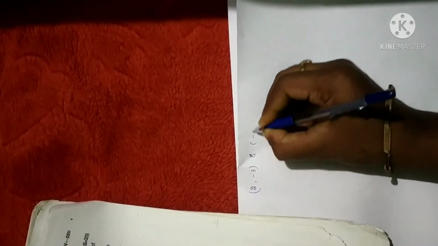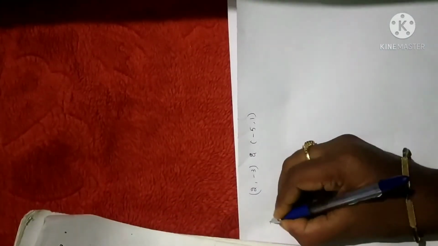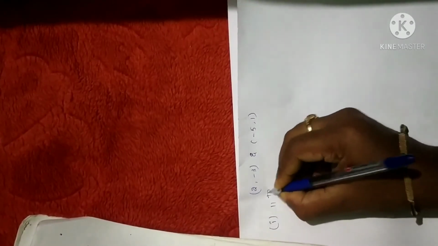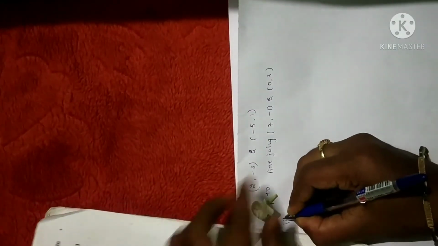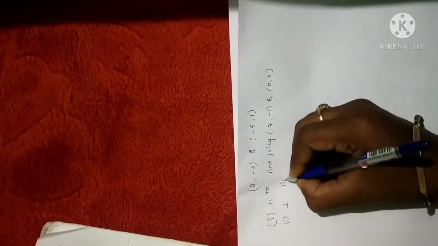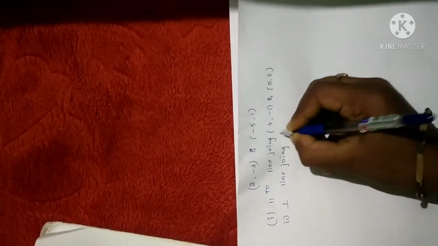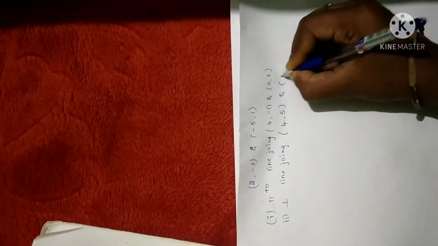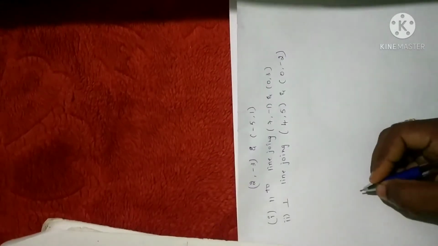See, first let me write the points given. We have to show that the line joining points 2, minus 3 and minus 5, 1, first sub-question, is parallel to the line joining 7, minus 1 and 0, 3. Second sub-question, perpendicular to the line joining 4, 5 and 0, minus 2.